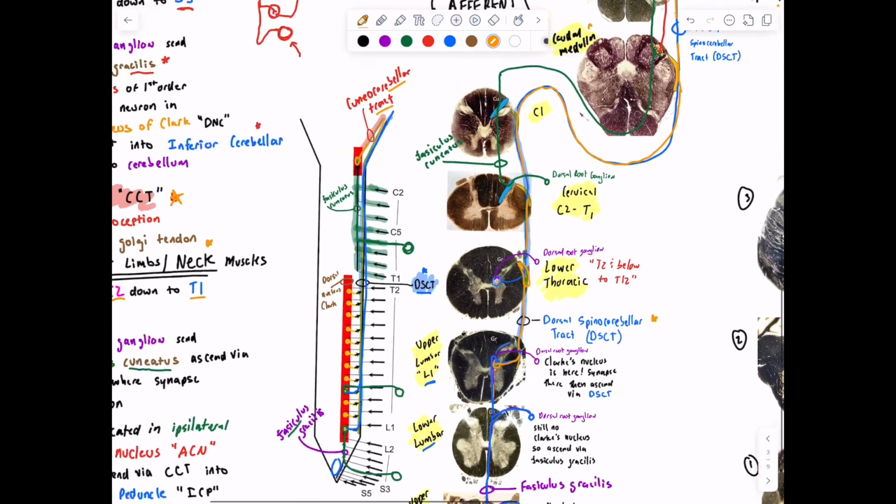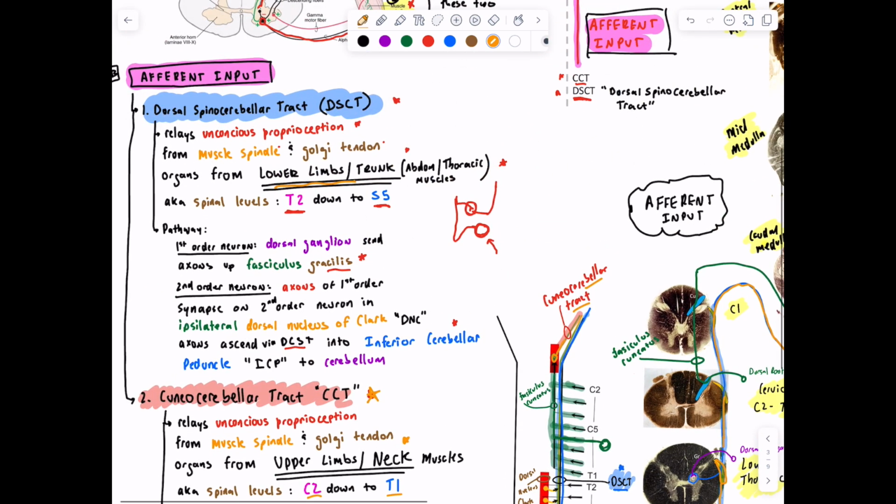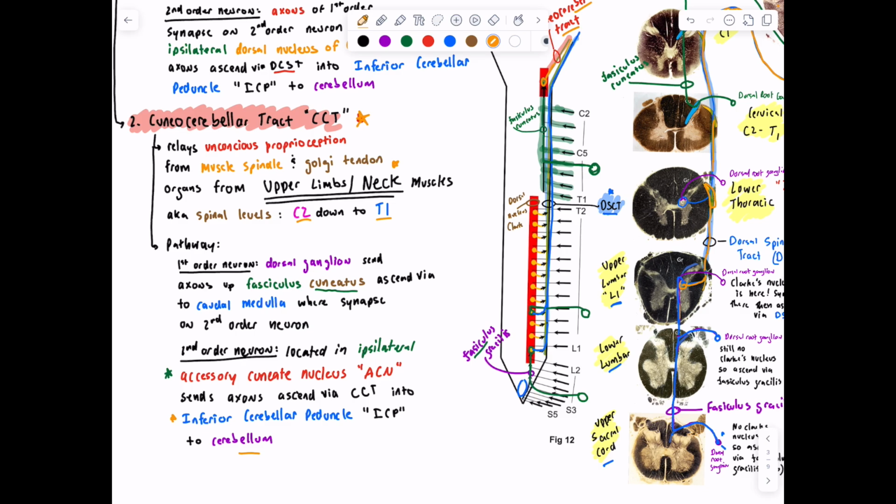All right, so let's trace that out. Again, this is the region T1, right? The first rib vertebra. T1 is the start of the thoracic cage, and then neck, right? So T1 to C2. So if you're rib cage and down, you're dealing with the dorsal spinocerebellar tract. If you're T1 and up, it's the cuneocerebellar tract.